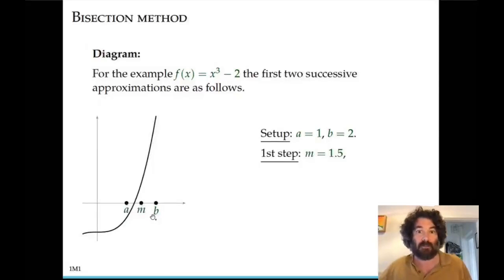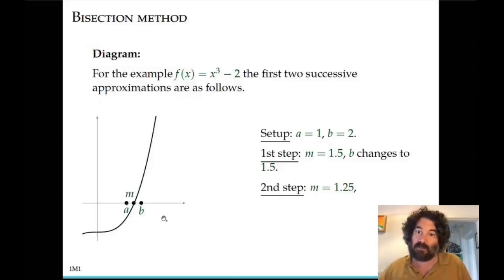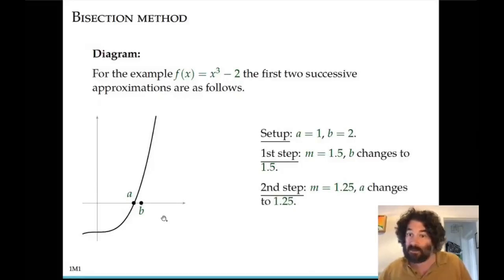The first step is you find the midpoint. That's what we did. M is 1.5, halfway between a and b. And then you can see that the 0 occurs in between 1 and 1.5, so b changed to 1.5. Take the next midpoint, m equals 1.25, and see that you have to replace a by 1.25. These are the first two steps, and you can see this interval shrinks by 1/2 at each step.